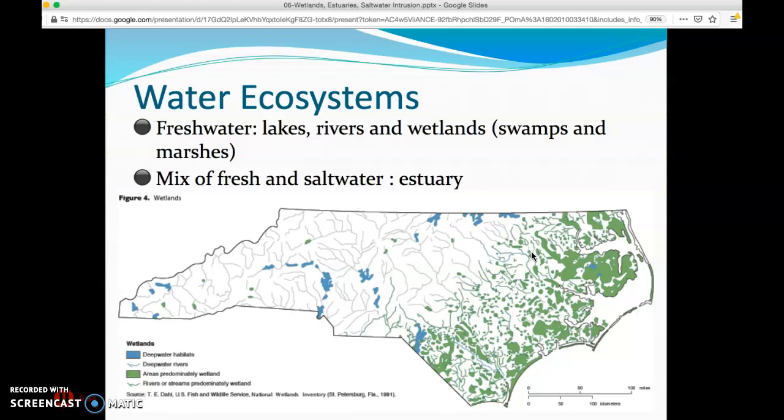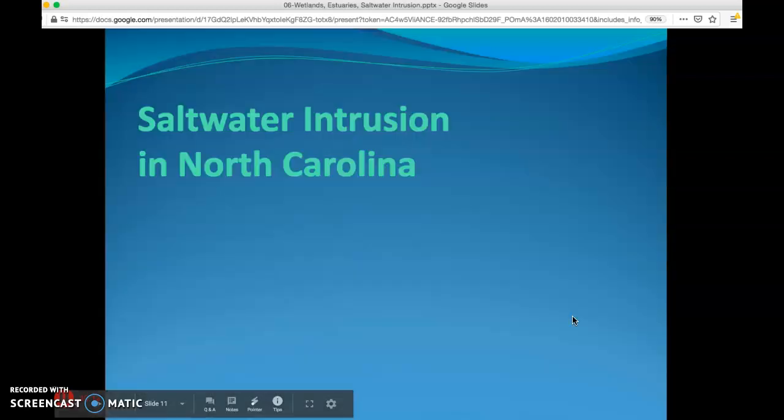Water ecosystems, so we have, again, fresh water like our lakes and our rivers and our wetlands, swamps and marshes. Mix of fresh water we call estuary, and just a reminder that when I mix fresh water and salt water, it becomes something called brackish water. And you can see those, just a map of our wetlands here. All those green dots are wetlands, and they are decreasing each day.